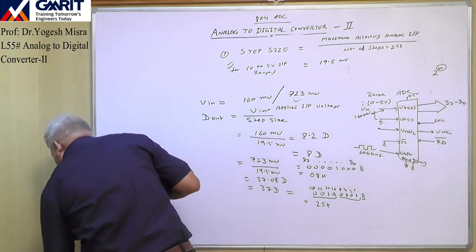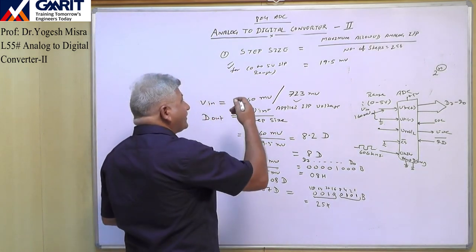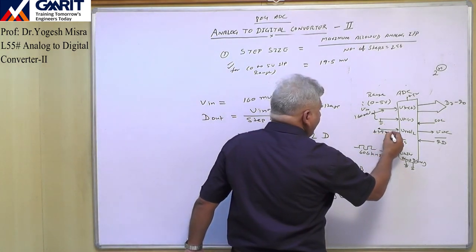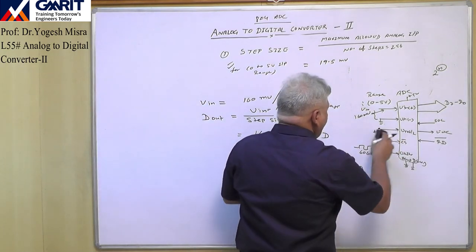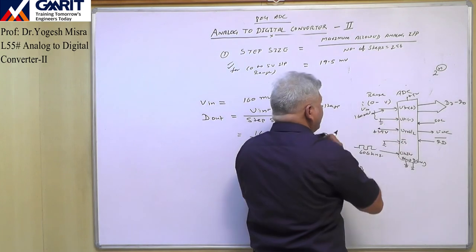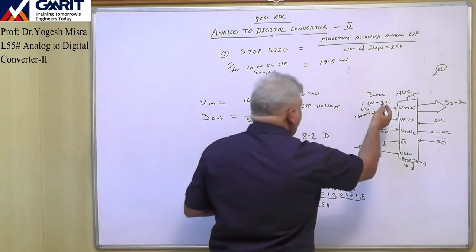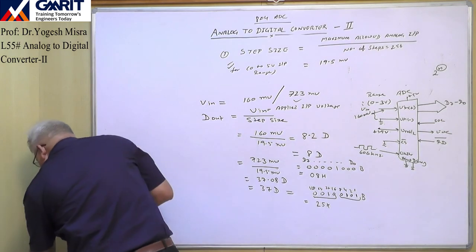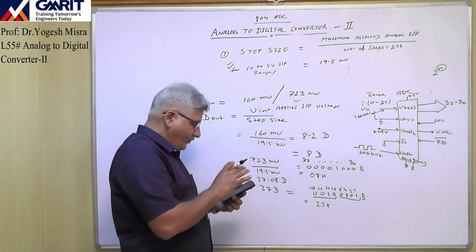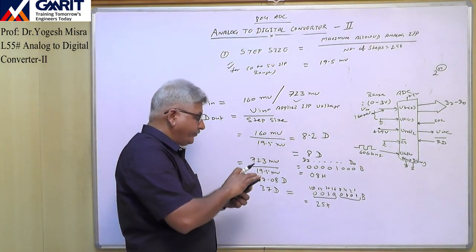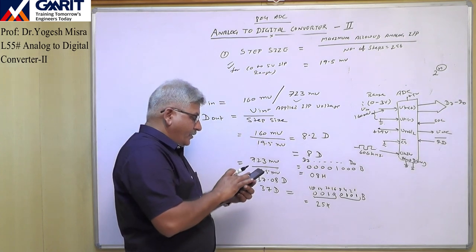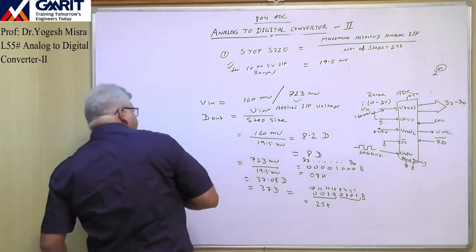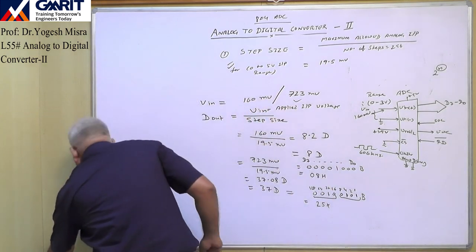Let us assume our step size is 11.7, right? Because here suppose we have connected 1.5 volt. If it is 1.5 volt, then the input range was 0 to 3 volt, we already calculated, and in this case I think we calculated the step size. Let me confirm: 3 divided by 256. Yes, 11.7.